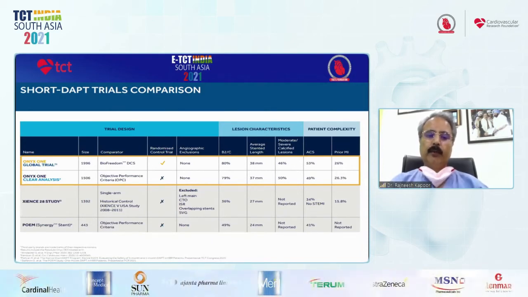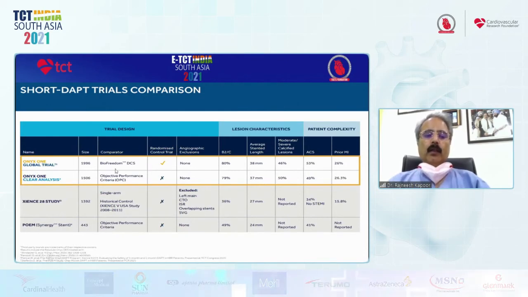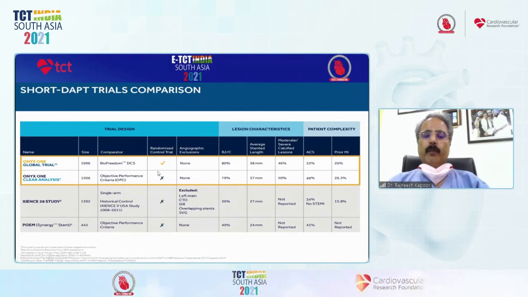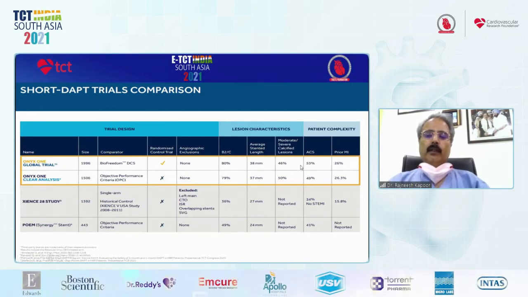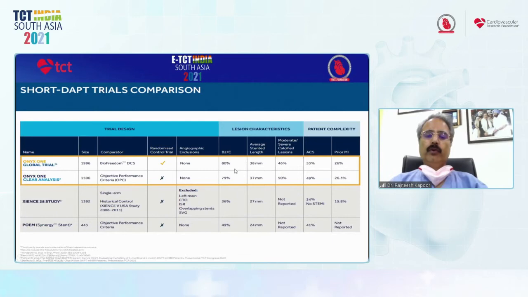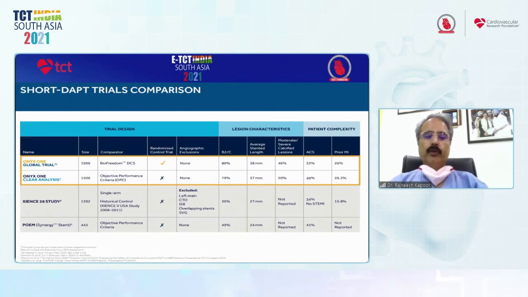So this is an important slide which tells us a short DAPT trials comparison. Just a minute on this slide because this is very, very important. The Onyx 1 Global trial, where it was tested up against the Biofreedom, and the lesions were more complex in this trial. Almost 80% were B2 or type C lesions, and average length of stent was 38. And almost 50% were moderate to severely calcified lesions. So it actually included more complex lesion subsets. And results, we have all seen that even after 1 month of switch from DAPT to single antiplatelet, the results were very good in this trial.